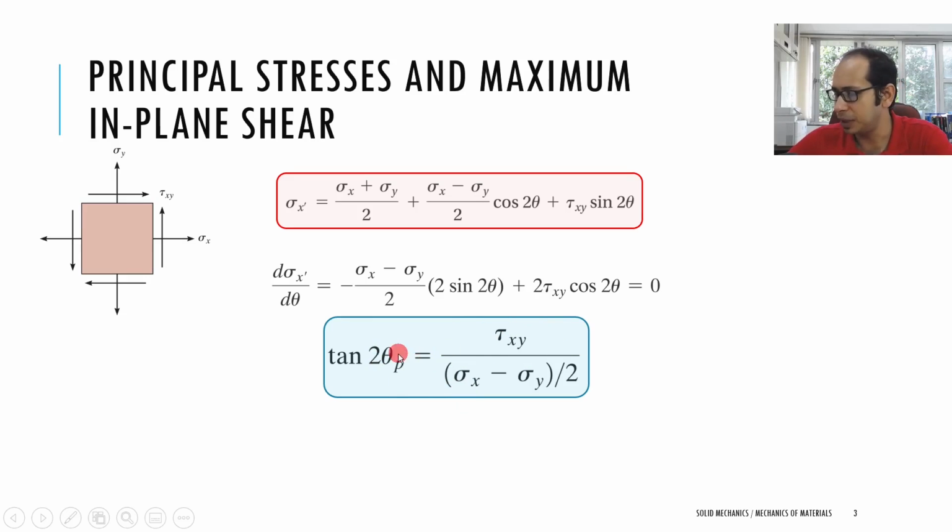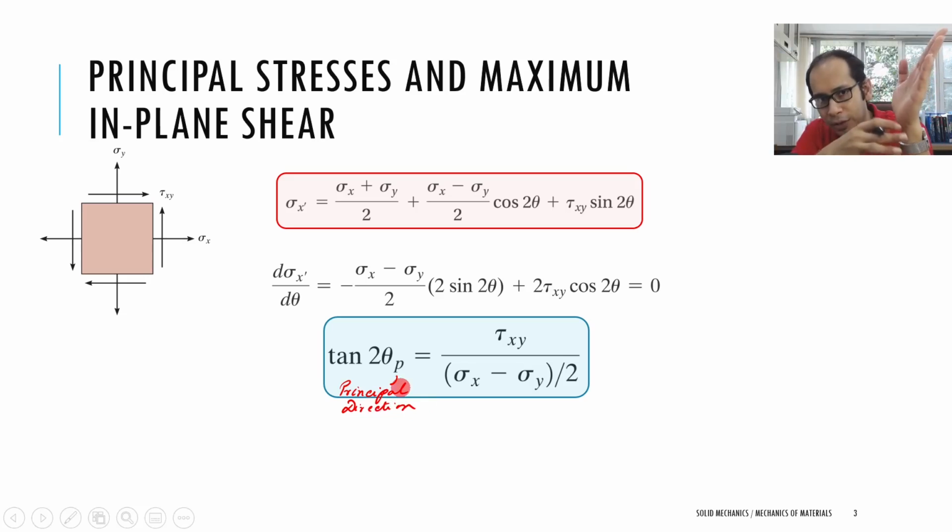So tan 2 theta p, where theta becomes equal to theta p because p, remember, represents the principal direction. So let's maybe make a note of that. P means the principal direction, right? So in this principal direction, your sigma x is going to be maximum and automatically your sigma y becomes the minimum, or vice versa, depending upon the sign and everything, right? So this expression comes out to be a simple expression: the ratio of the shear in the original element, tau xy, divided by sigma x minus sigma y divided by 2.